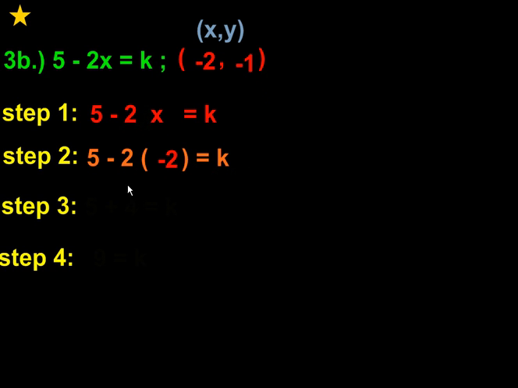And if we go ahead and multiply those, we'll bring down the 5. 2 negatives make a positive. 2 times 2 is 4. There's our k. And 5 plus 4 equals k. So that tells us that 9 equals k.